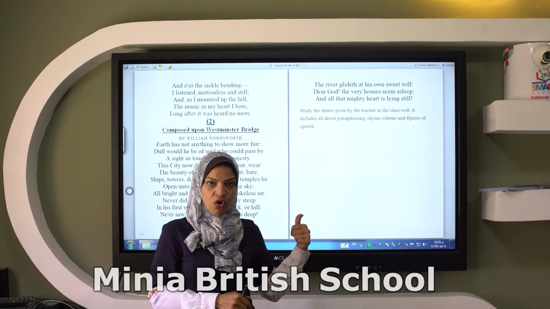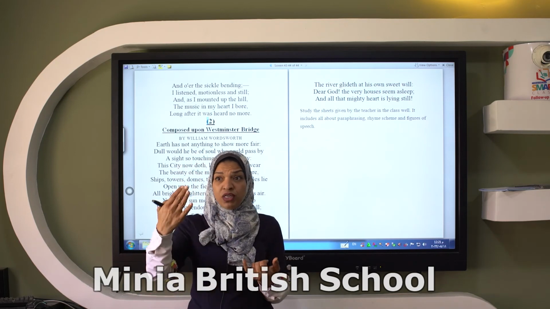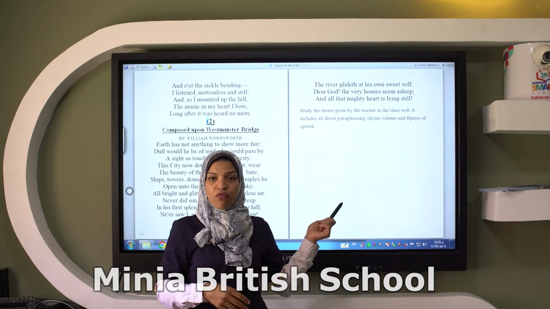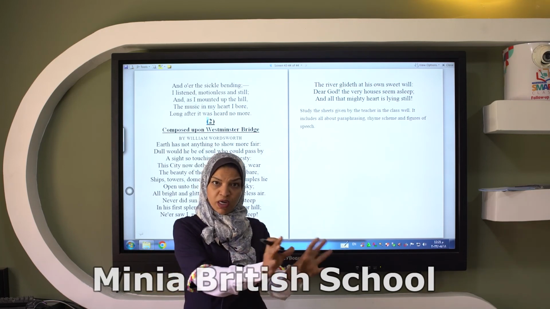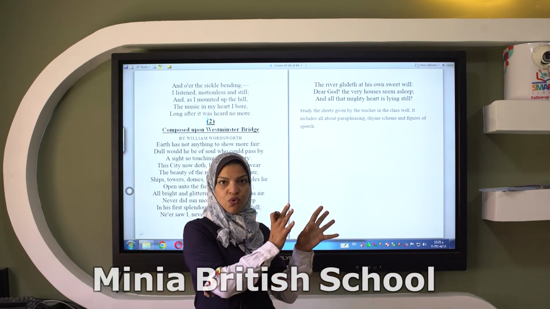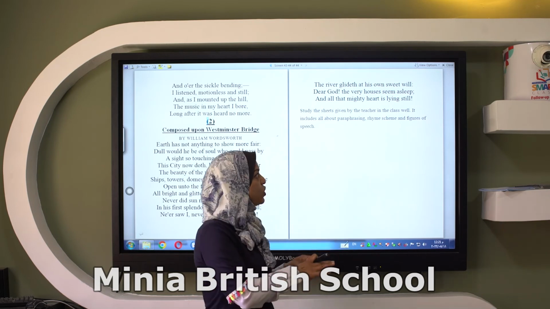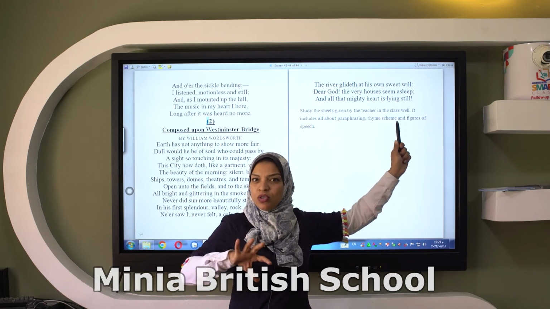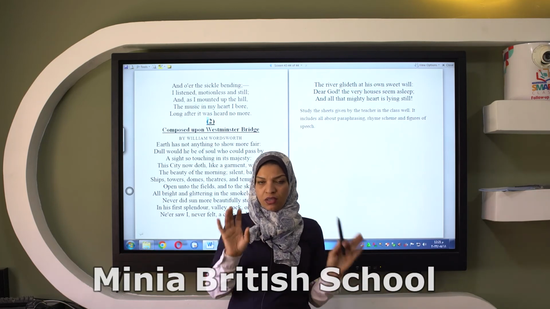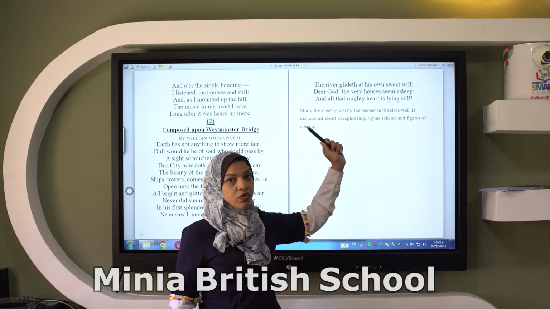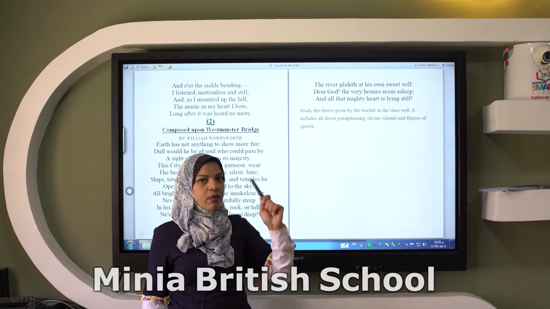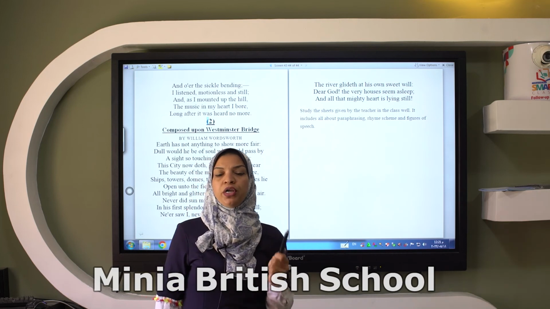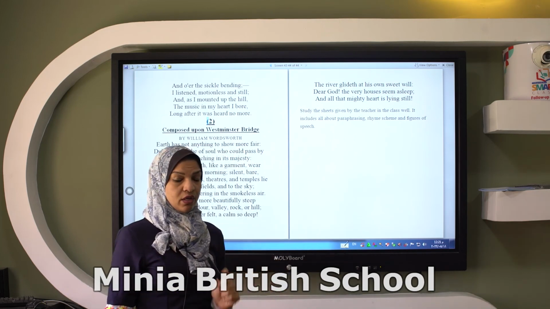So the mighty heart refers to the factories, the sound of factories and the sound of machines in the city of London, telling us that this mighty heart, the sound of the factory and the machine, was still lying, like it was still asleep. You got it? So the mighty heart refers to, or symbolizes, the factories and the machines that used to work in London at that time.